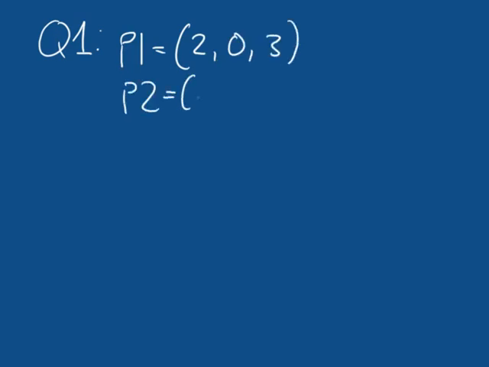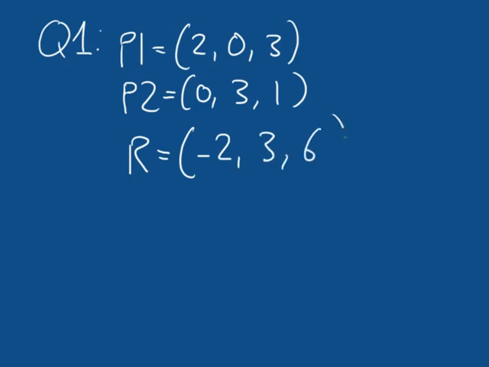So this question tells us that we have a line, and that line is defined by the points P1 equal to 2, 0, 3, and P2 equal to 0, 3, 1. So we have 2 points in 3D space, and we have a line that passes through those points. We also have a third point. This point is R, and it has the coordinates minus 2, 3, and 6.